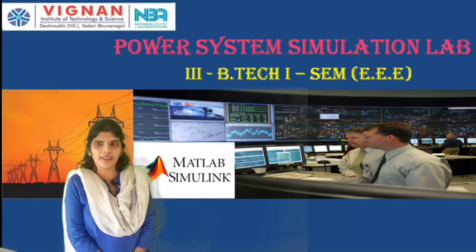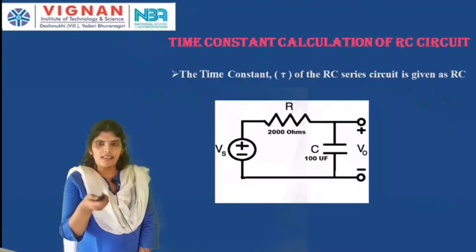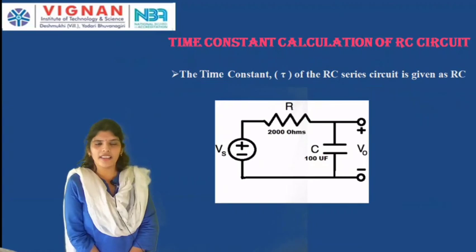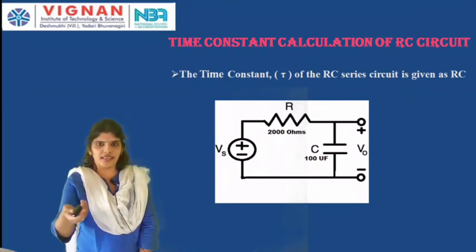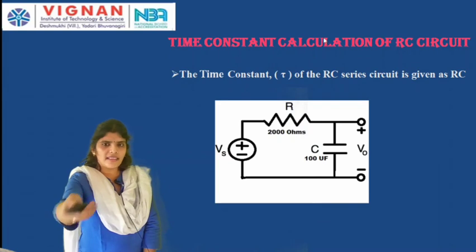Good morning everyone. Today we are going to discuss the experiments related to the power system simulation lab. The experiment is time constant calculation of an RC circuit. As shown in the circuit, a DC voltage source is in series with resistor R, and a capacitor is connected across it.